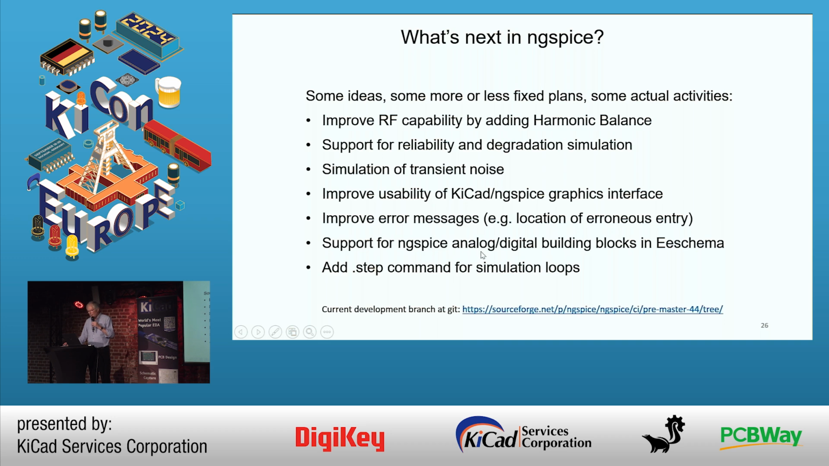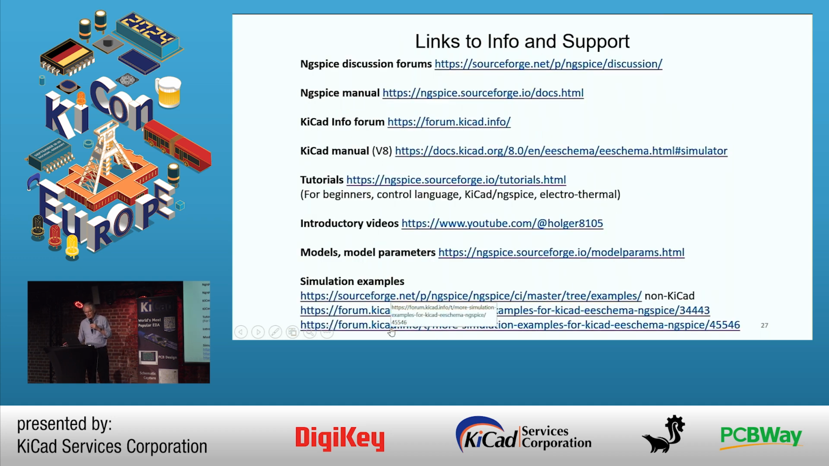We look at better support of analog building blocks. If somebody is interested, this is probably a library issue, to add these building blocks to a specific library in Eeschema. What people are asking, and I'm considering doing this, is a step command to make loops, to simulate varying parameters, not only in one dimension, but in 2 or 3 dimensions. This will not be in the next ngspice release, but in the one following, hopefully.